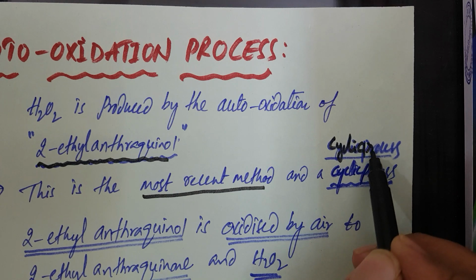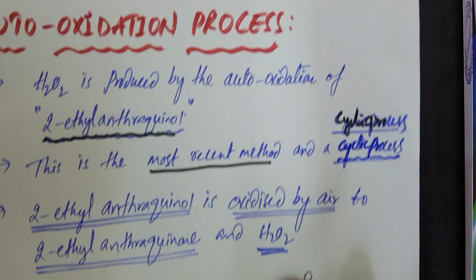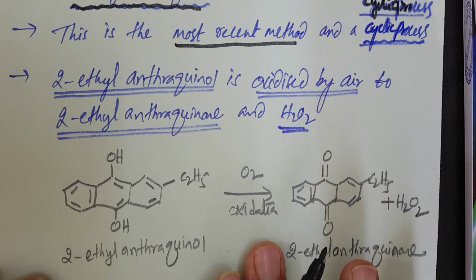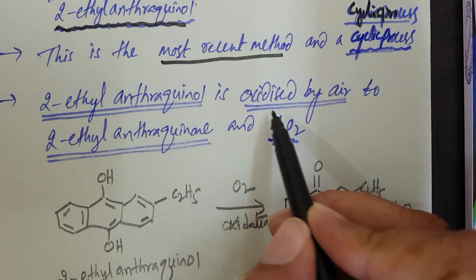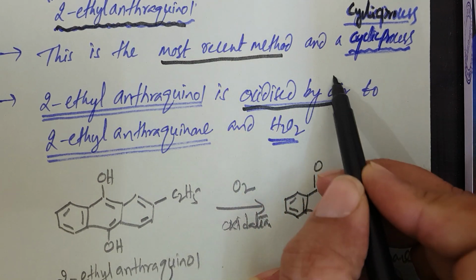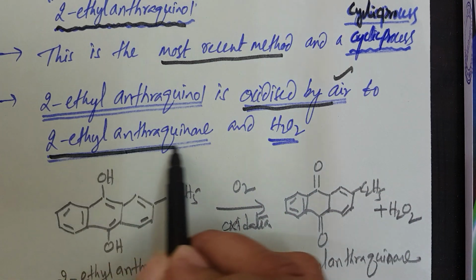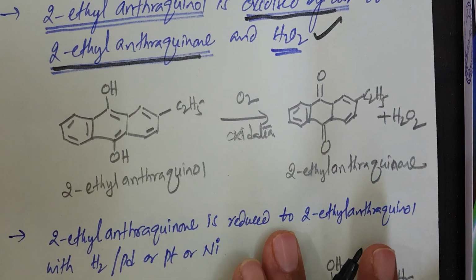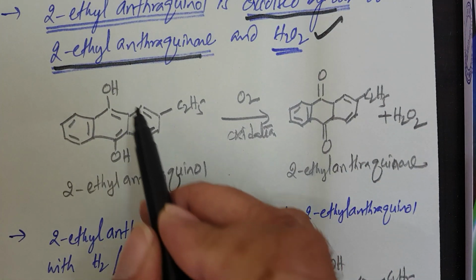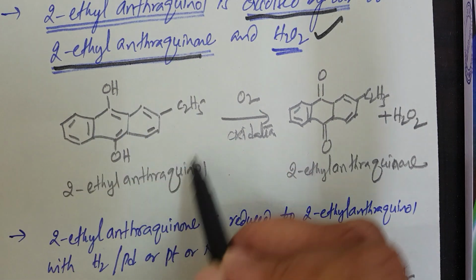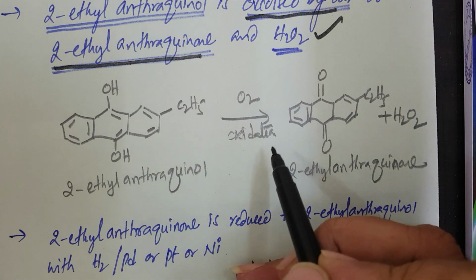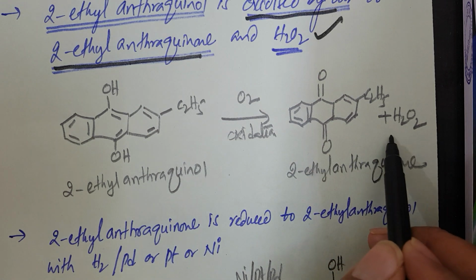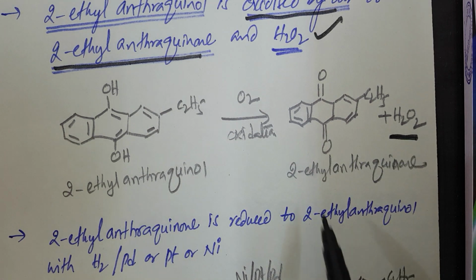What does it mean? I will explain. It is a cyclic process. 2-ethyl anthraquinol is oxidized by air, forming 2-ethyl anthraquinone and hydrogen peroxide. See the reaction. This 2-ethyl anthraquinol undergoes oxidation forming 2-ethyl anthraquinone and hydrogen peroxide.